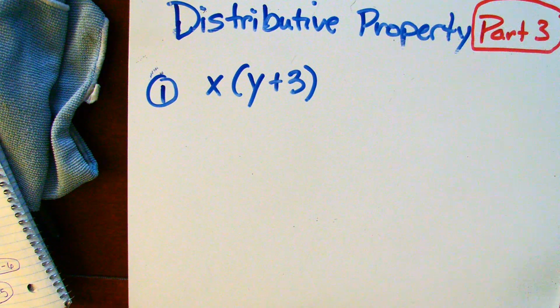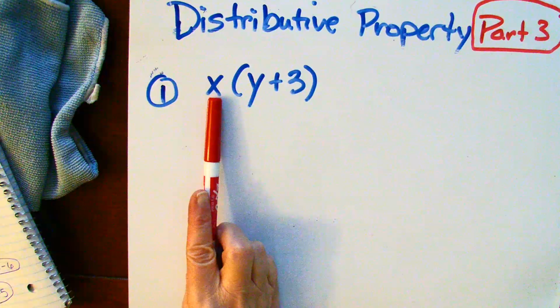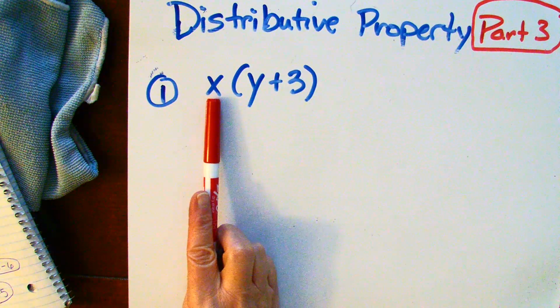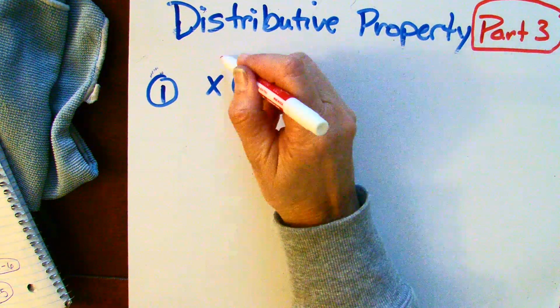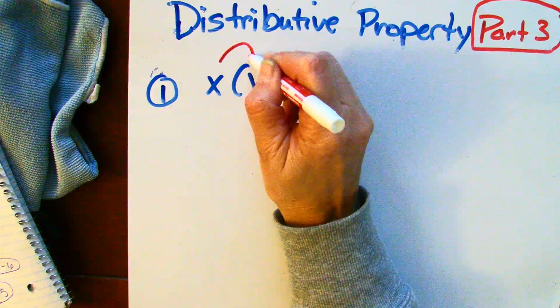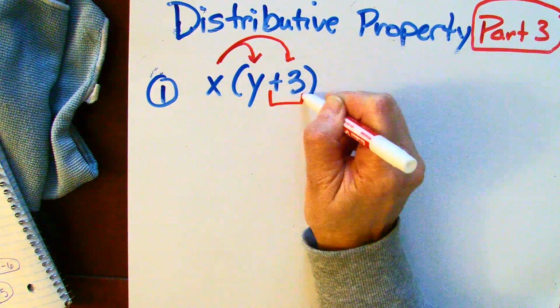This will be the last video on distributive property. In the first example, our factor on the outside is another variable. However, we're going to apply distributive property like we've been doing thus far. We're going to multiply the variable x to each term within the parentheses.